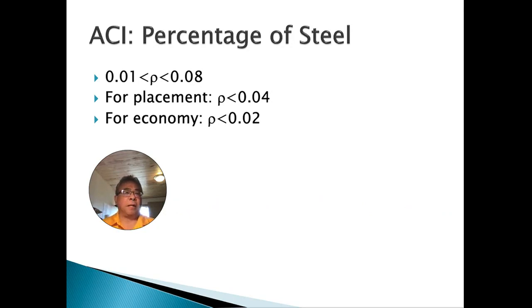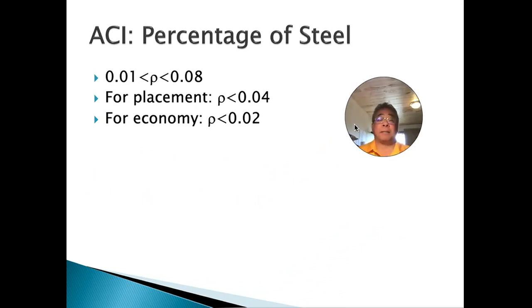let's now just talk about, let me get this out of the way, some practical things. You're allowed to put 1 to 8% steel in a column. It doesn't sound like much, but you're not going to fit more than 4% steel if you're trying to put it on the four sides or around the perimeter of a circle. It's just not going to fit. So for placement, a practical amount of steel, even though you're allowed to go up to 8%, is 4%, and for economy, 2% and under.